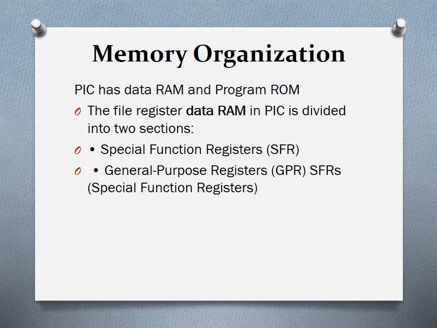Program memory is otherwise said to be an instruction memory or a code memory. Now, as far as the PIC is concerned, PIC has data RAM as well as a program read-only memory, so it follows a Harvard architecture. The data RAM in PIC is said to be a file register. The data RAM, otherwise said to be a file register, is divided into two sections. The first section is the special function register, and the other section is the general purpose register. In short, special function registers are SFR, and general purpose registers are GPR.